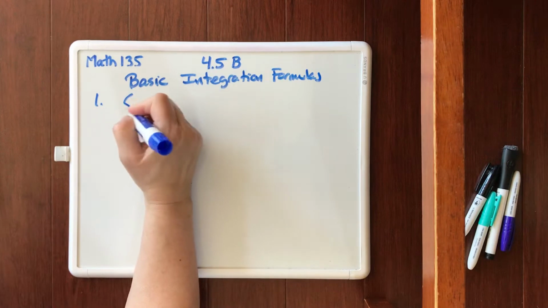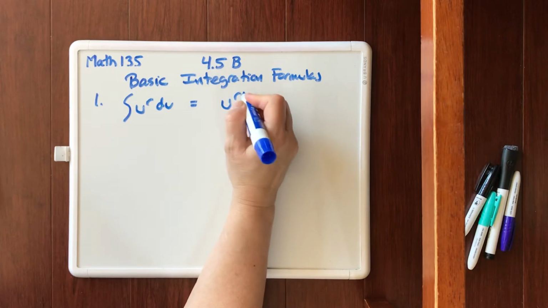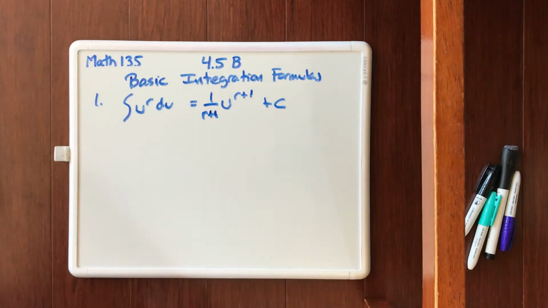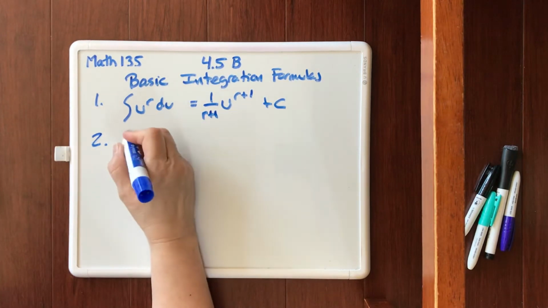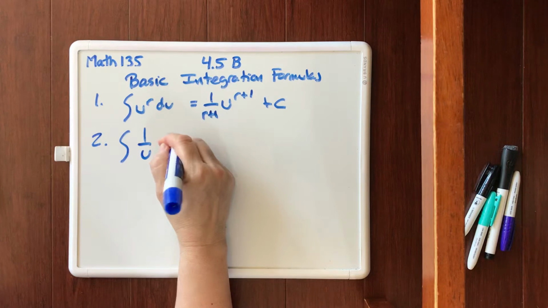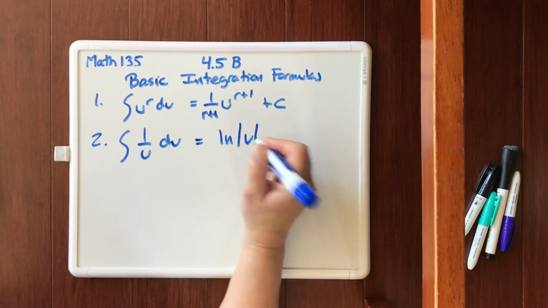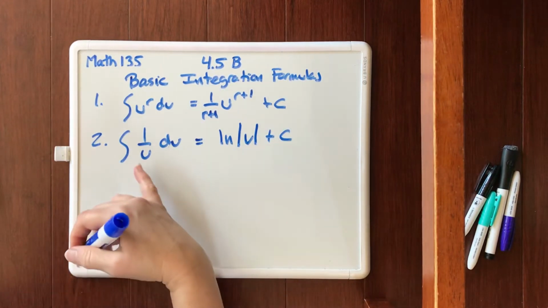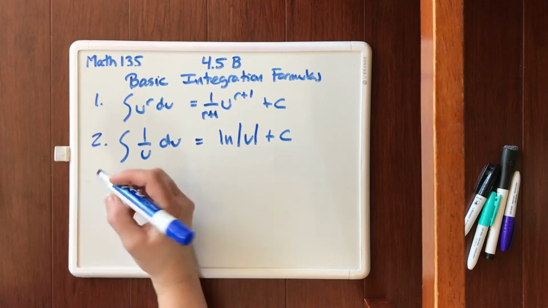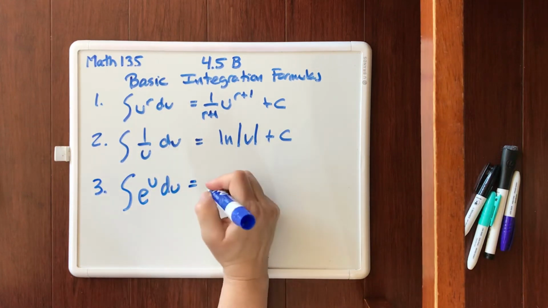If we integrate u to the r du, then that would equal u to the r plus 1 times 1 over r plus 1, plus c. The second one, if we integrate 1 over u du, oops, I wrote dx, meant to write du. We know that equals ln of the absolute value of u plus c. That's if we don't know if u is less than 0, because it needs to be greater than 0 for any log function. Number 3, we're going to integrate e to the u du, and that's just e to the u plus c.